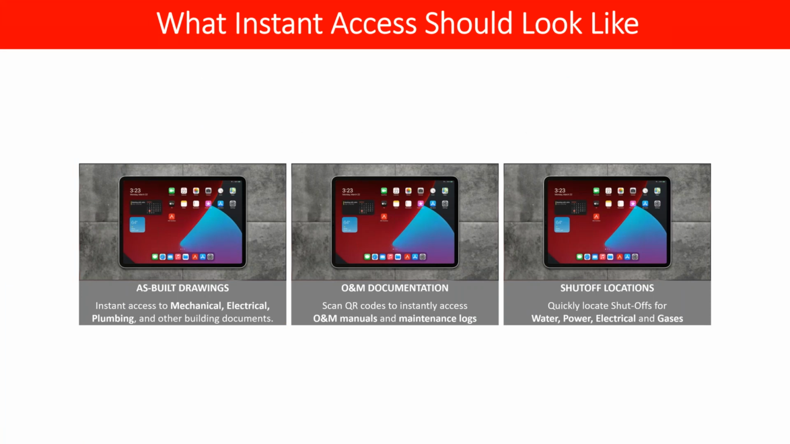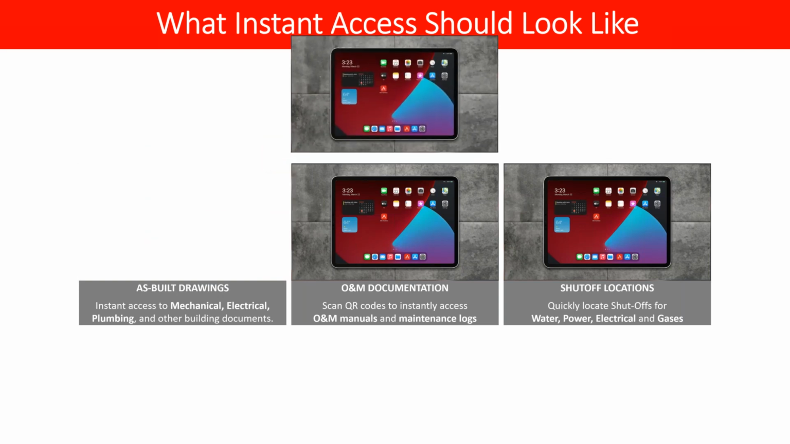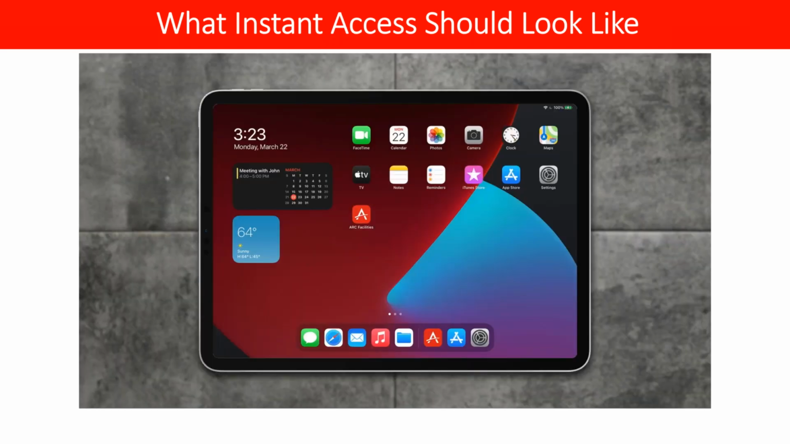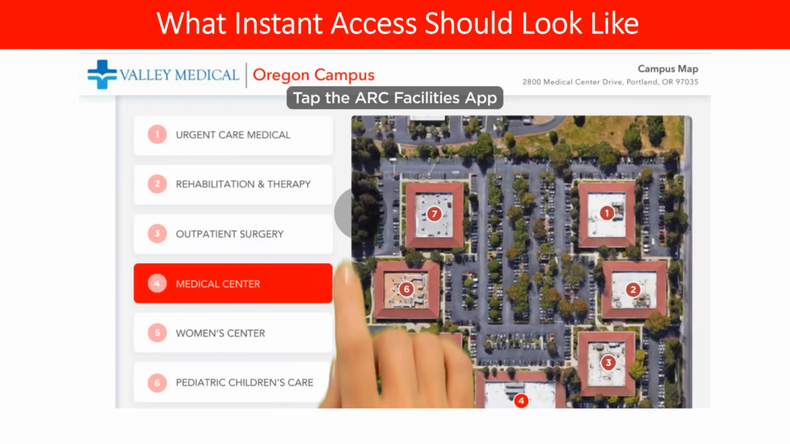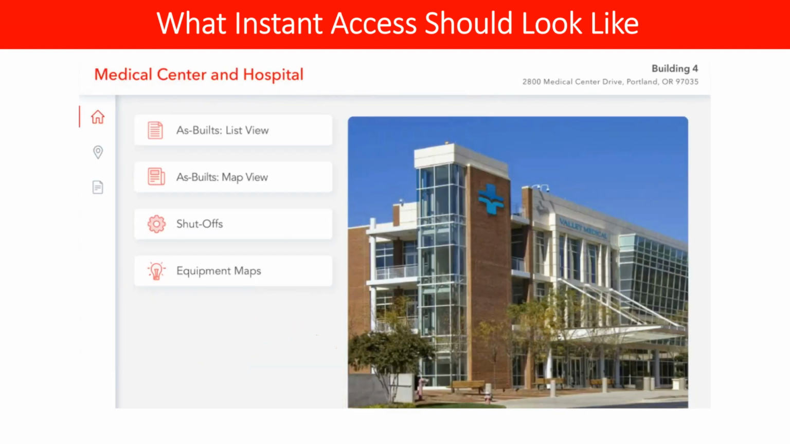So imagine you need drawings. Like I showed earlier, you've got all those different plan sets and plan rooms. You've got stuff on a shared drive. You're just trying to track stuff down, trying to find information to do your job. Imagine you just grab your tablet or your phone, and you tap on an app just like any other app. You go to the building you want to get information on, and I want to see drawing sets.